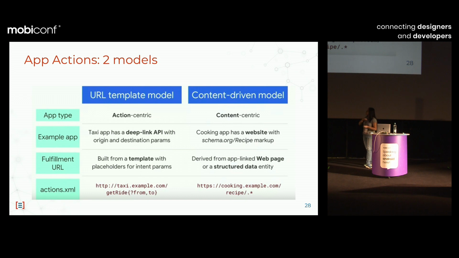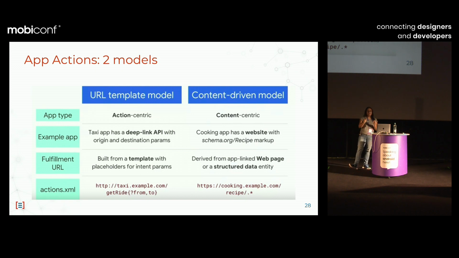So those are built-in intents. So app actions, what are they? How, as an Android developer, do I integrate them into my app? To talk about that, you have to talk about two models. There are two models of actions that you can implement in your app. The first one is really action-centric and uses a deep link. So if you use deep links already in your app, maybe you do so. This is really easy to integrate because basically you have everything that you need.